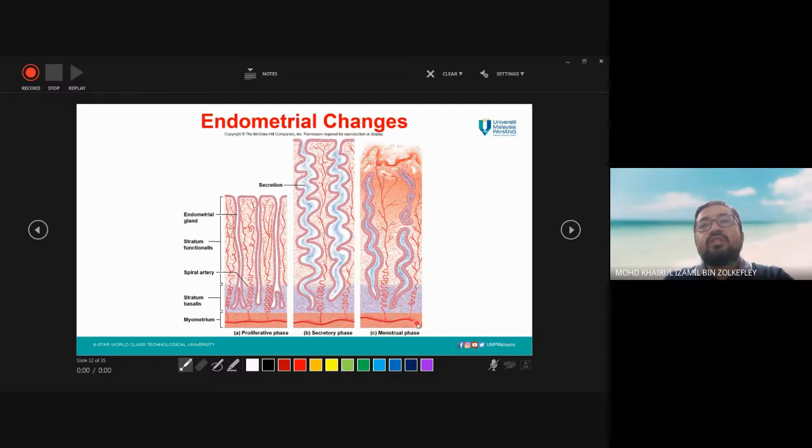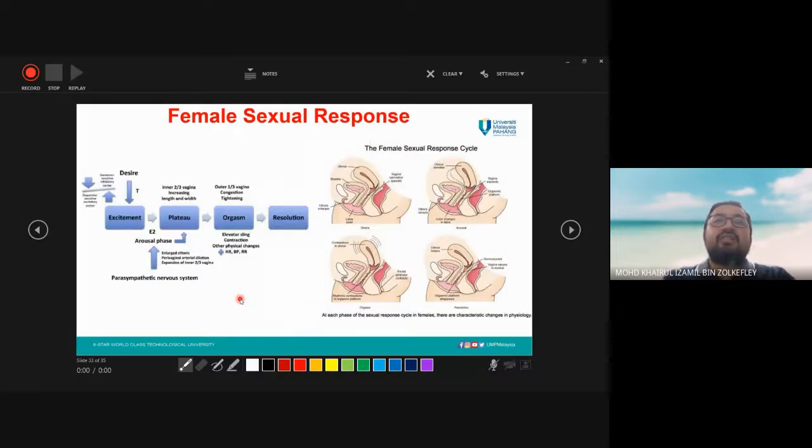So and then cycle ni pun akan ulang balik, new mens, new cycle based on yang macam kita tengok awal-awal tadi lah, LH, FSH, dan juga penyediaan endometrium itu sendiri daripada proliferative phase, secretory phase, premenstrual phase and menstrual phase. Okay, yang ni female sexual response.